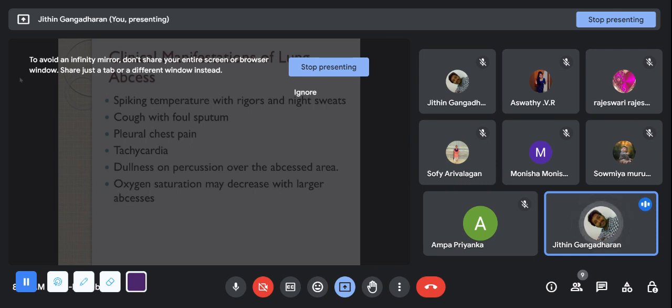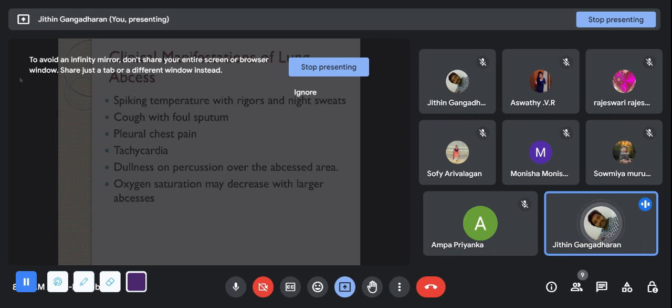And another condition with bad breath is oral cancer. Okay, if there is an oral cancer patient inside a ward, we won't be able to enter that ward itself, because due to the oral cancer, the entire ward will be filled with the bad breath.